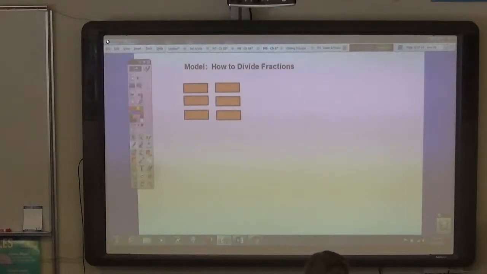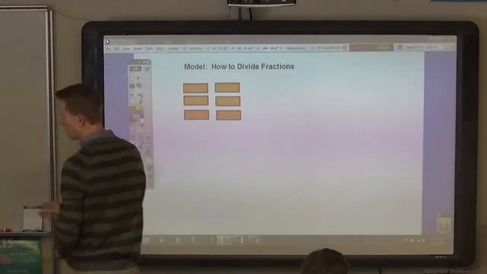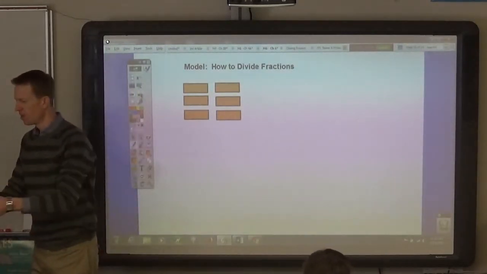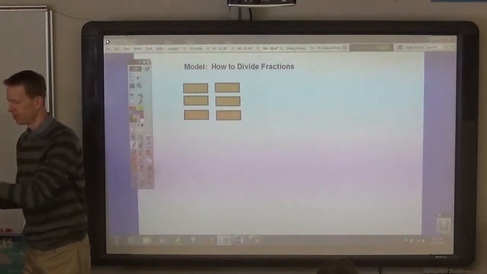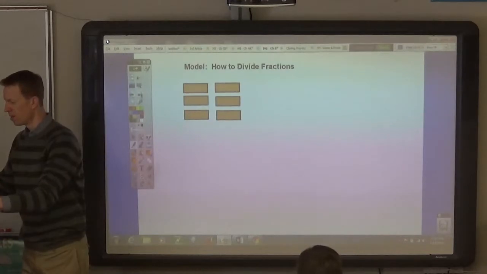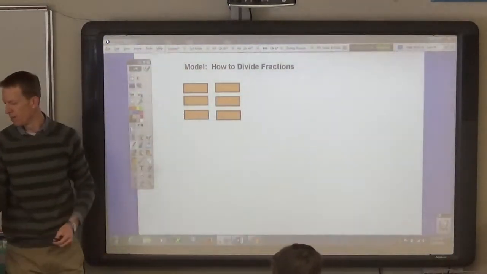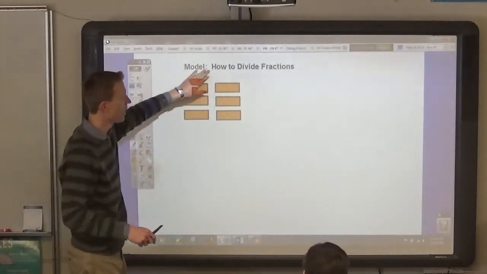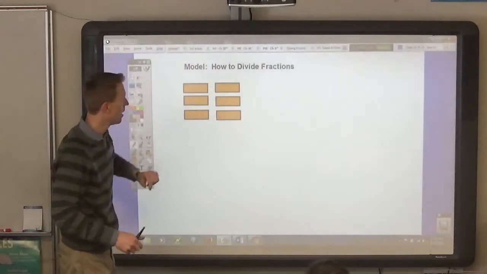So, sixth graders, in lesson, what are we on? In lesson 6.3, I think it is. No, it is lesson 6.4. This is still a part of lesson 6.4. And one of the things I want you to understand is a model of division. So copy down this model, okay?